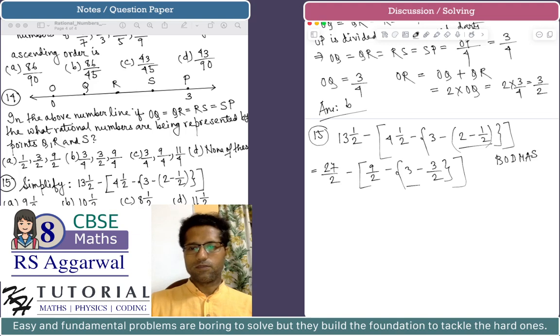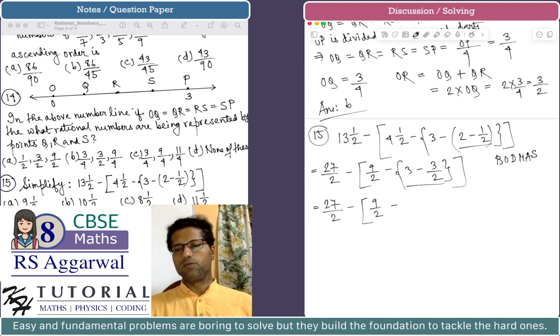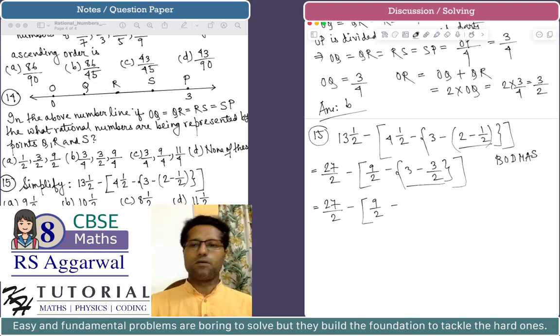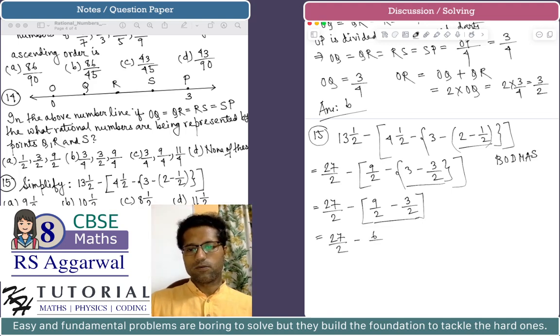Now I will simplify this bracket. So this is equal to 27 by 2 minus, bracket open, 9 by 2 minus, now what is 3 minus 3 by 2? That is 3 by 2. So finally I will open this bracket. This is 27 by 2 minus 6 by 2. So this is nothing but 27 minus 6 by 2. This is 21 by 2.